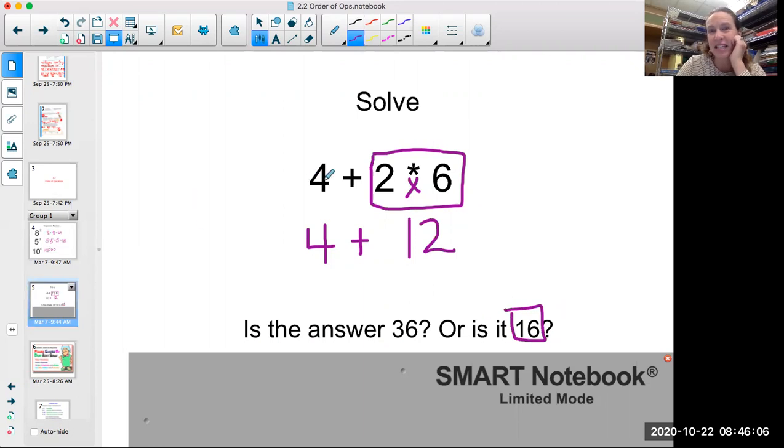It could have been 36 if we did it out of order. If we did 4 plus 2 is 6 and 6 times 6 is 36. That's out of order though, so it's not the answer. The answer is actually 16. And this is why the order of operations is super important when we're solving these problems.